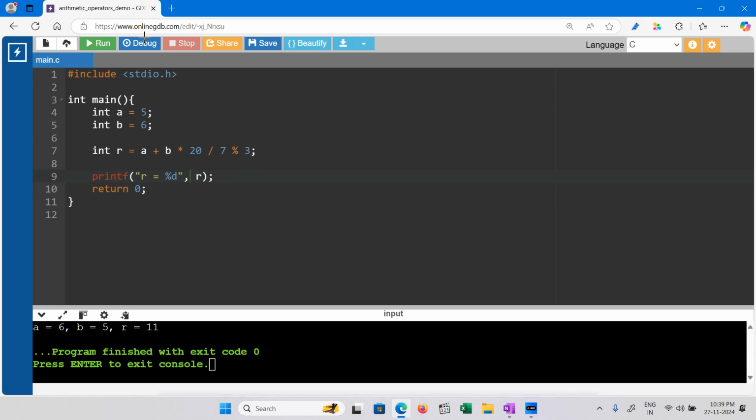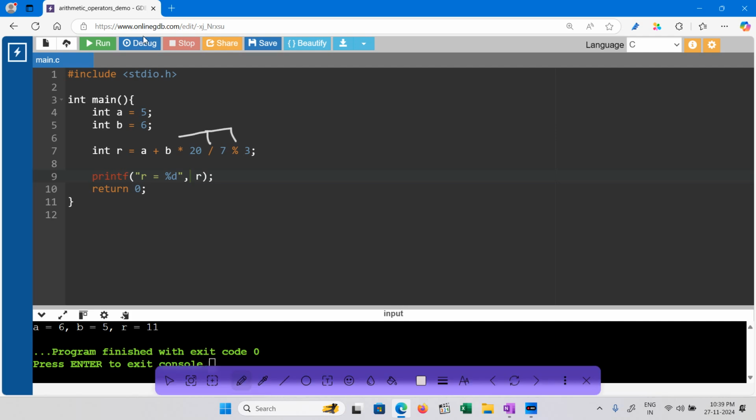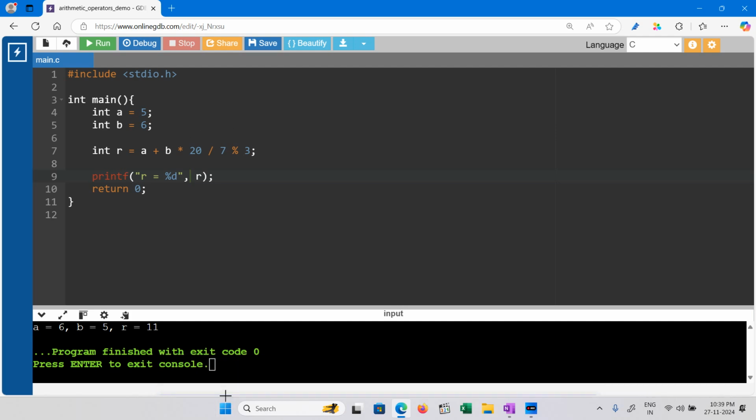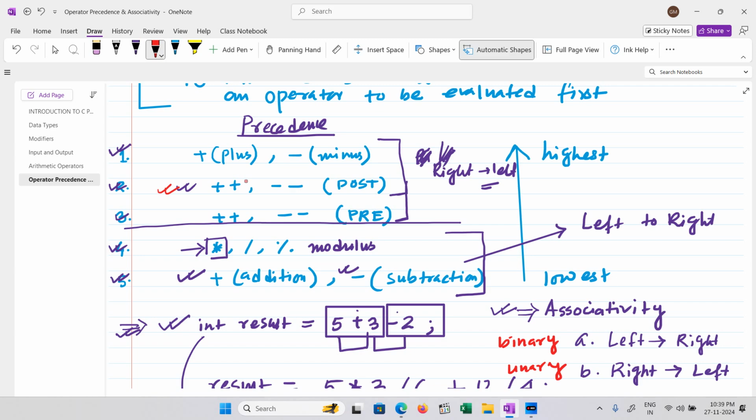So what rule should be applicable now? Even if you follow the mathematics BODMAS rule, you will follow left to right. As per our associativity, we will also follow left to right. Why? Because multiplication, division, and modulo have the same precedence at number 4, as you can see in the table, and they follow left to right associativity.